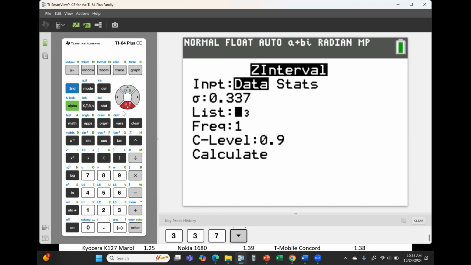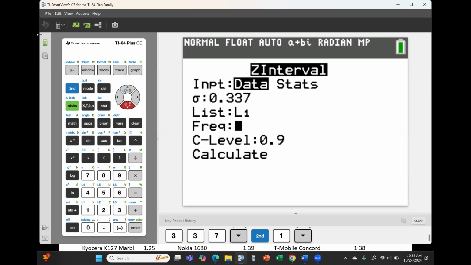I put my data in L1. So I go second, 1. Frequency is 1. I don't have any frequencies. But if you had data that had frequencies, you know, you had 12.1s and I have 5.2s, I'd put the frequency. I'd put the data in one list and the frequency in another list.